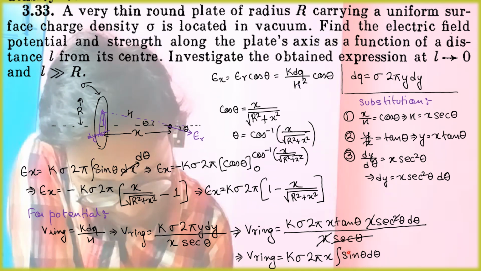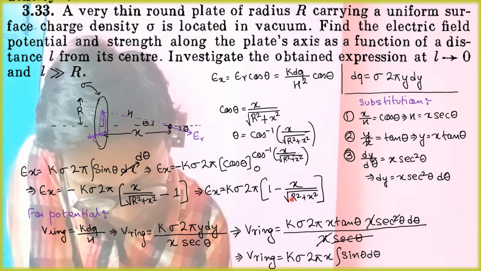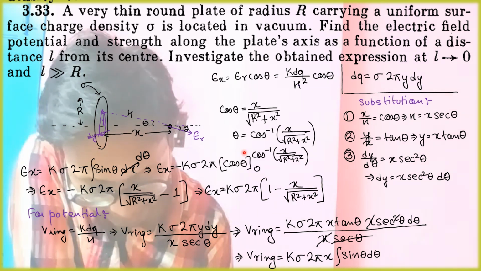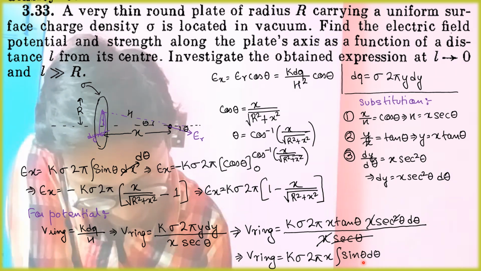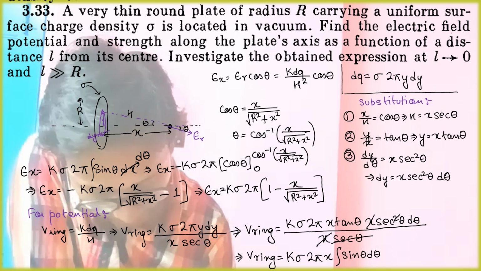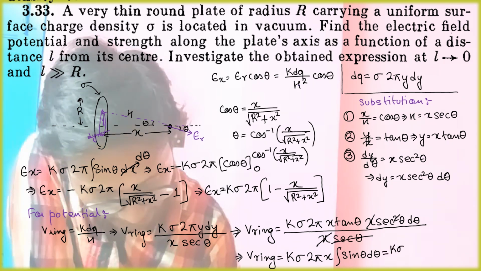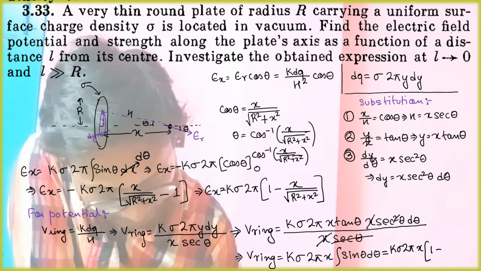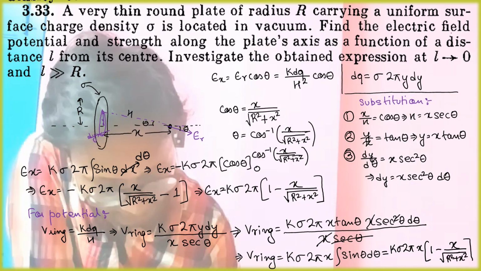So when I integrate sine theta d theta from 0 to this value, what do I get? I get 1 minus x by under root of r square plus x square. See, follow the integration, isn't it? So can I say the potential due to ring is nothing but k sigma 2 pi x into 1 minus x by under root of r square plus x square? You do not need to do the same integration again and again.